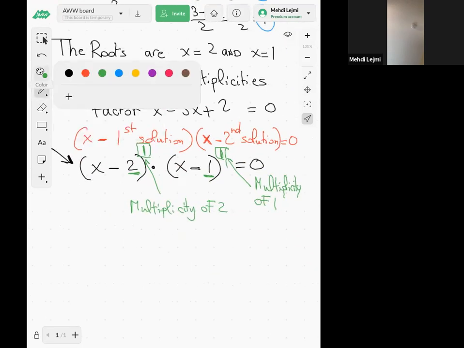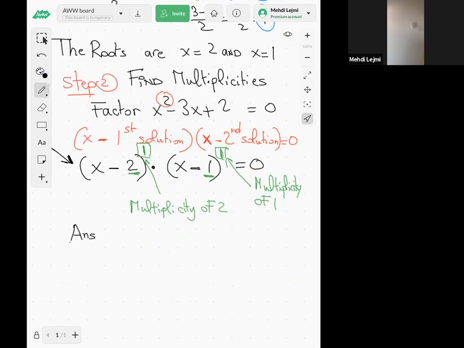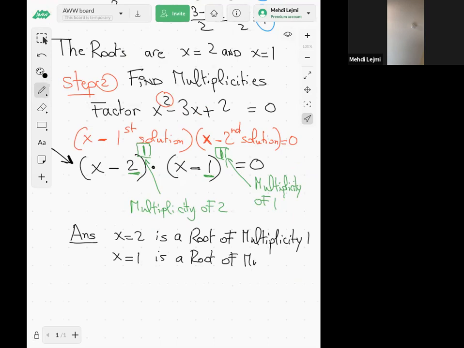So the answer here would be, x equal to 2 is a root, this is a final answer, a root of multiplicity 1, and x equal to 1 is a root of multiplicity 1. Again, multiplicity is just the power of your x minus your root, right? Multiplicity 1.